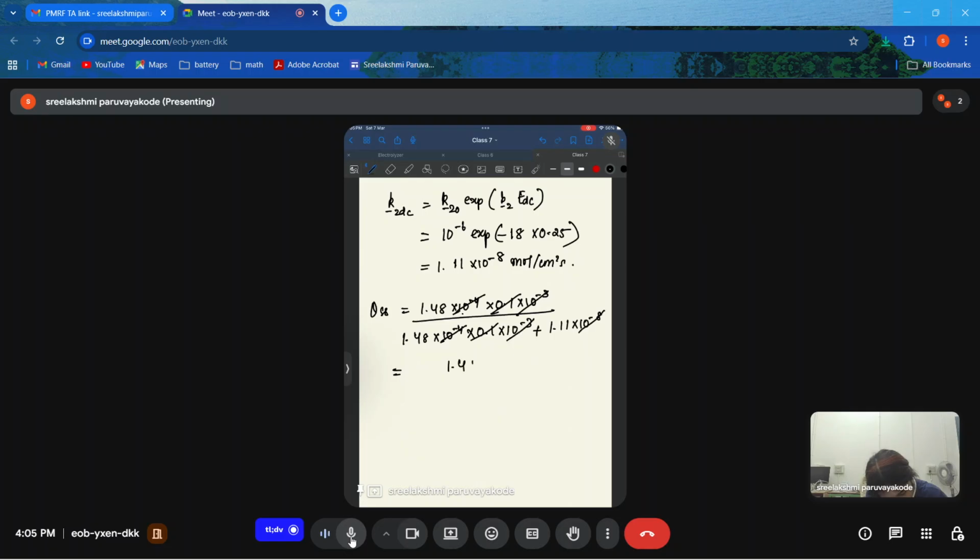Now what does it become? 1.48 by 1.48 plus 1.11, 1.48, 1.59. I think I made a mistake somewhere. So it's 2.59. Sorry. And you will get the answer as 0.572. I think that is within the range which is told in the question. The range is given as 0.56 to 0.589. I'm getting 0.572. Yes, so this is the correct way and I've got the right answer. Okay.